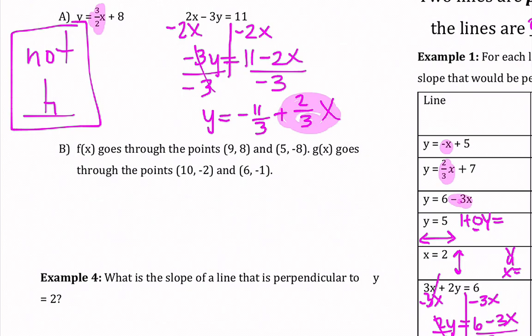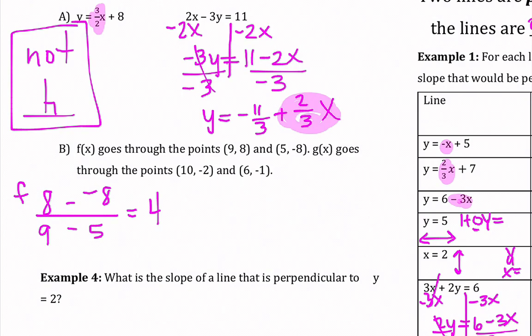Okay, on B it says line f of x goes through the points (9, 8) and (5, negative 8). G of x goes through the points (10, negative 2) and (6, negative 1). We want to figure out, are these perpendicular? So first let's find the slope of f of x. So we're going to do y's rise. So this first point, my y is 8, so it rises, and the 9 is going to go below it. Next point, y rises. My y is negative 8, and my 5 has to drop below it. So if I calculate this, this is going to give me a slope of a positive 4. So line F has a slope of 4.